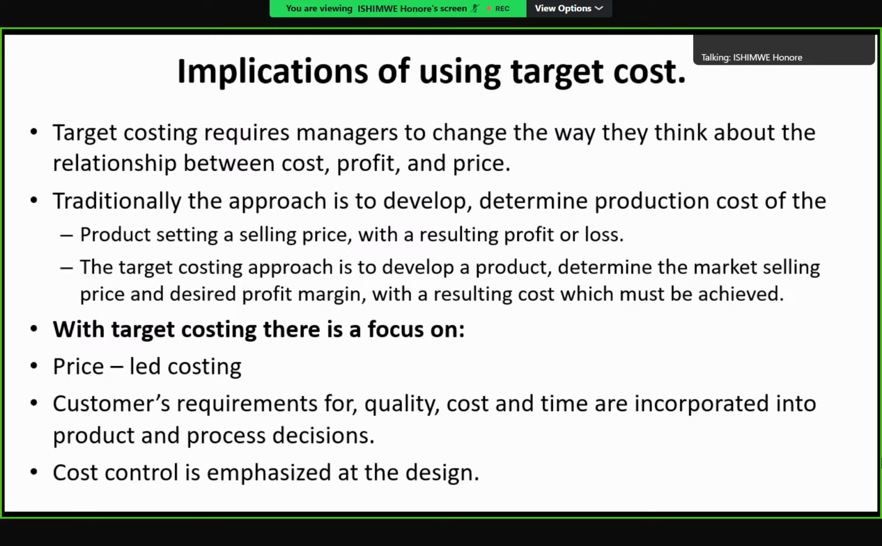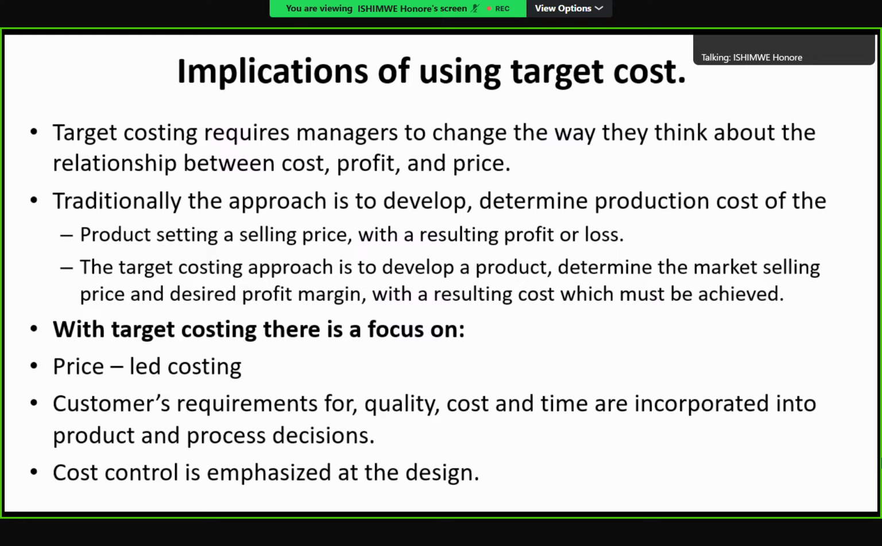Target cost requires us, first of all, to think like cost plus profit equals selling price. No. Now we are changing. We want to see what price the customers can give us for this product, what price customers are willing to pay for this product. So it means you start by setting a competitive price. Then you come back to your organization and see, if this will be the selling price, what would be the cost? Okay, that's why we need to change the way we think about the cost, profit, and price.